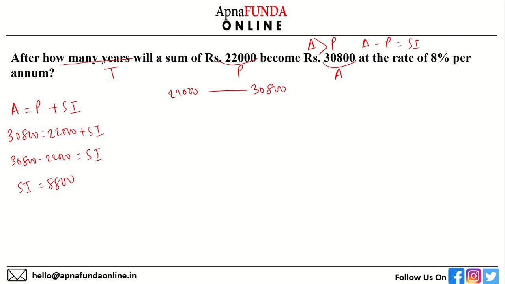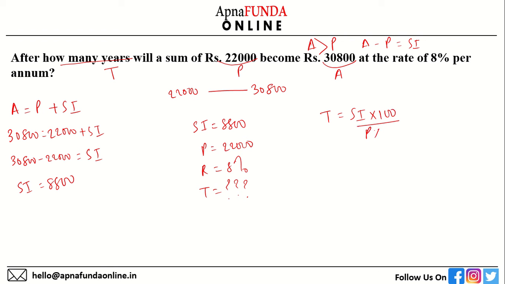Correct. So what is given to me is simple interest of 8,800. Principal is 22,000. Rate of interest is 8%. We need to calculate the time. Correct? We need to calculate the time period. So the formula is T equals simple interest into 100 divided by principal into the rate of interest. Let's solve this. Simple interest is 8,800 into 100 divided by principal of 22,000 into the rate of interest of 8. Correct? Very simply, you can calculate this.